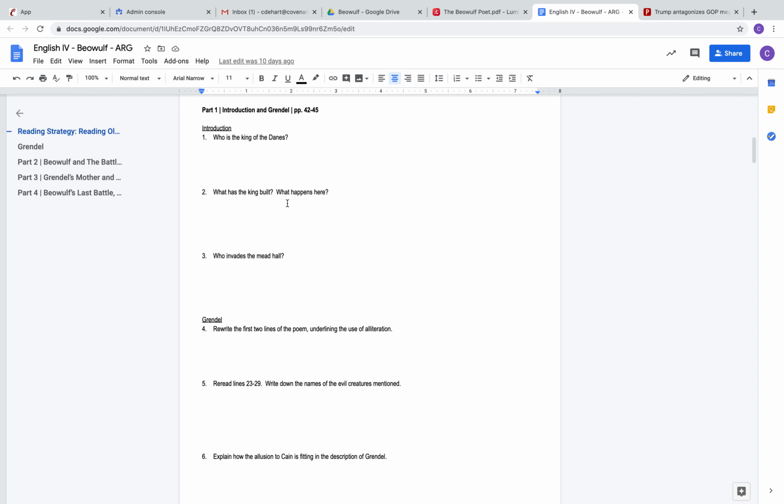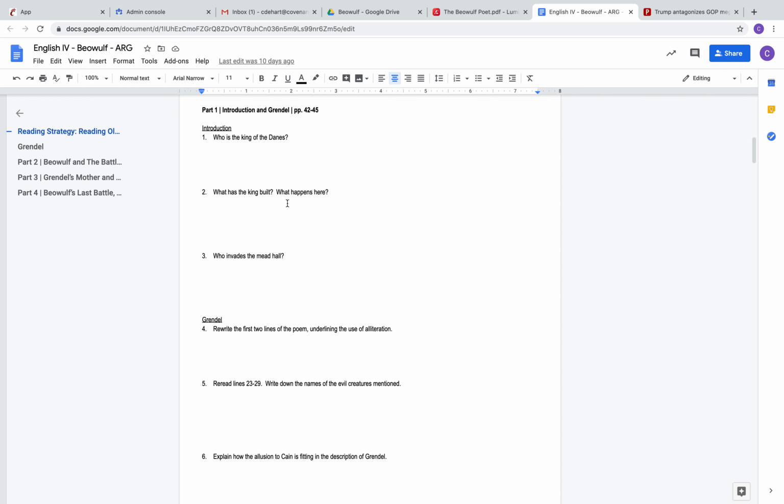Hrothgar, king of the Danes, has built a wonderful mead hall called Heorot, where his subjects congregate and make merry. As this selection opens, a fierce and powerful monster named Grendel invades the mead hall, bringing death and destruction. So already in just these 4 lines, there's a lot of stuff you already know.